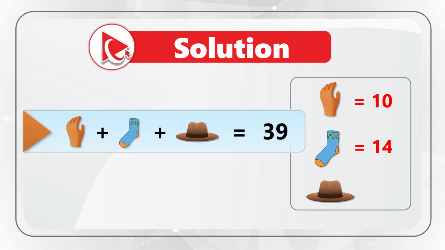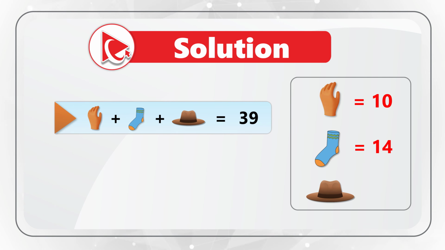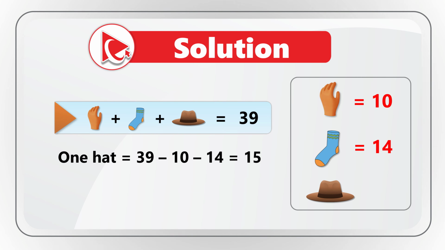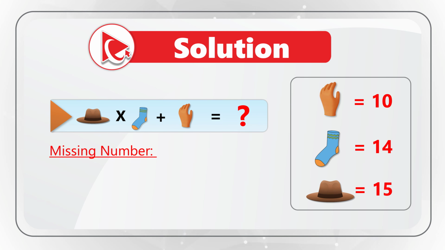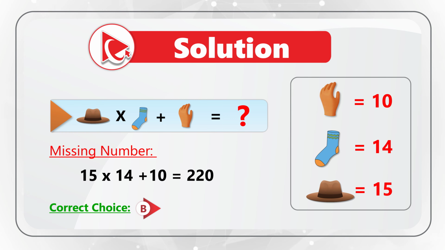Let's go to the third expression. 1 glove plus 1 sock plus 1 hat equals 39. We can calculate the value associated with hat. It equals 15, because 39 minus 10 minus 14 equals 15. Now we are ready to calculate the missing number. And to do that, we need to multiply 15 by 14 plus 10, and add 10. This is the value of hat multiplied by sock plus the value of glove. So the correct answer here is choice B, 220.